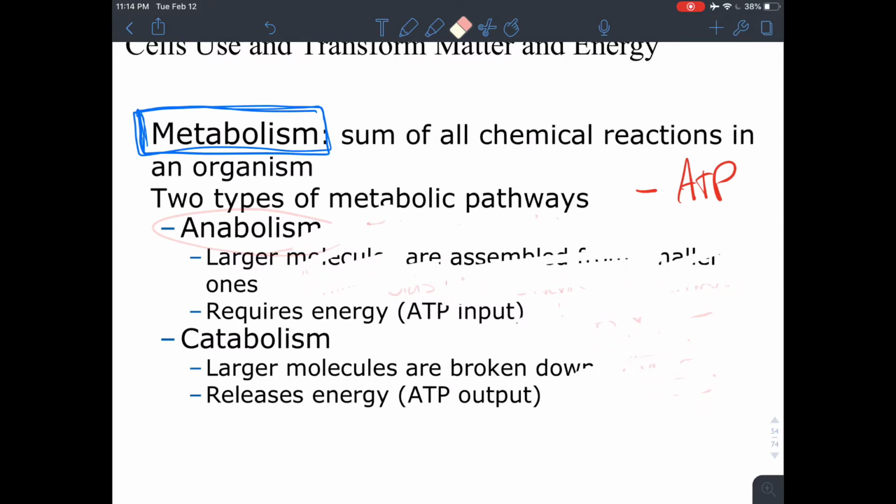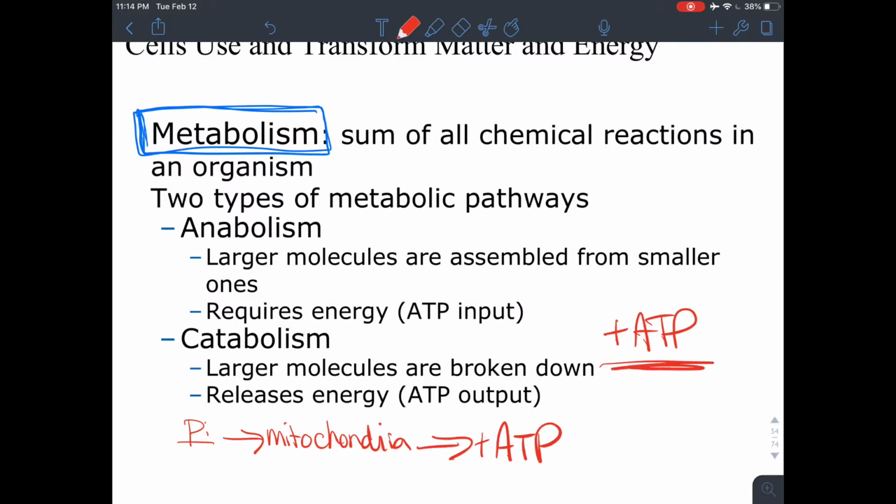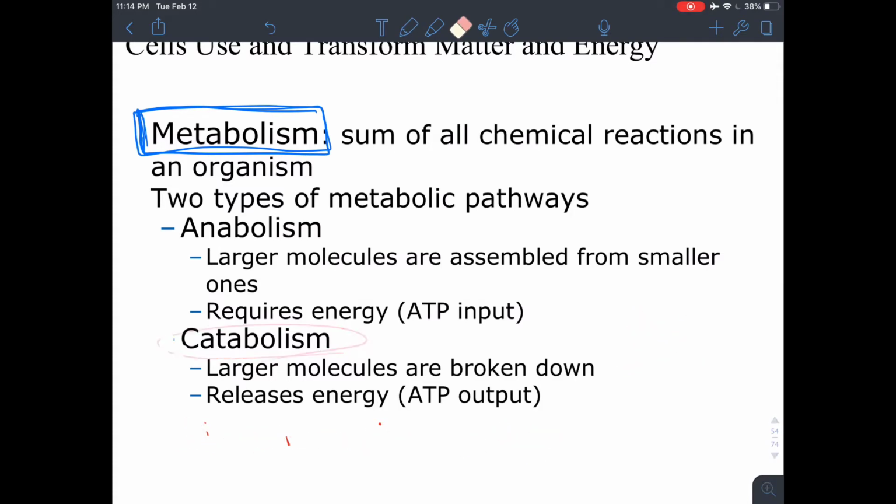Now, when we break down large molecules, we are breaking those bonds, and we're providing the body with more phosphates, and those are going into the mitochondria, and they're being used to produce ATP. So we get a net increase in ATP, and when that happens, it's called catabolism. So the entire process linked together, the creating and expenditure of ATP, is called metabolism.